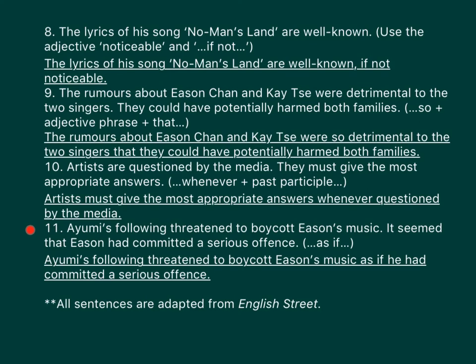Number 11. Ayumi's following threatened to boycott Eason's music. It seemed that Eason had committed a serious offense. Ayumi's following threatened to boycott Eason's music, as if he had committed a serious offense.